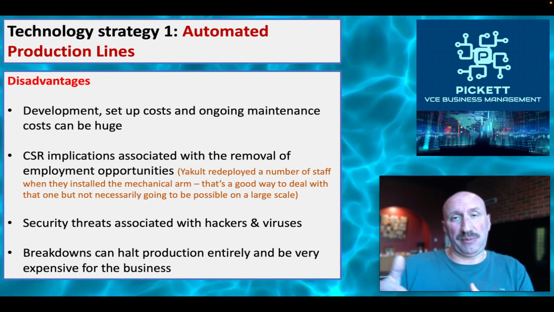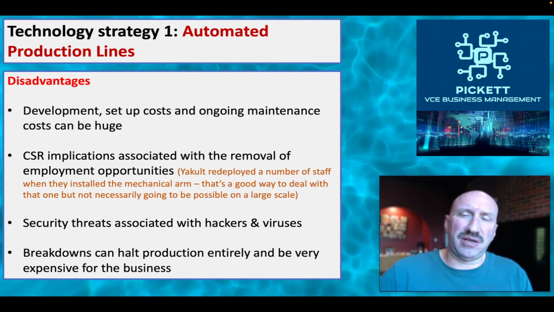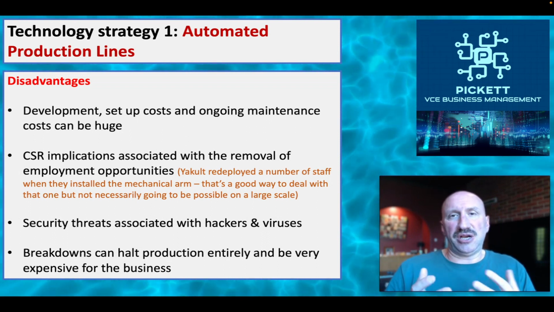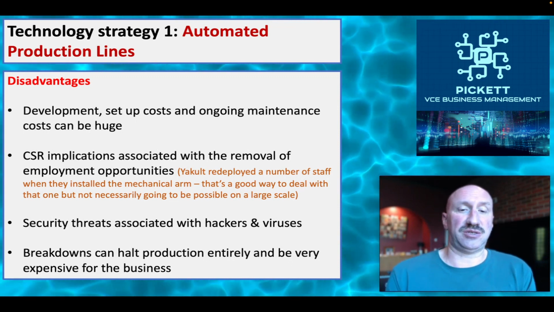So you're still using the people just somewhere else. Not necessarily going to be possible on a really large scale. Like if you're making thousands of people redundant, you're not going to be able to redeploy all of them. But in your Colt's case, when we're only talking about a handful of people, it was possible to do. That's what they did.